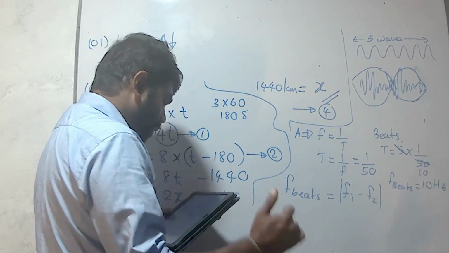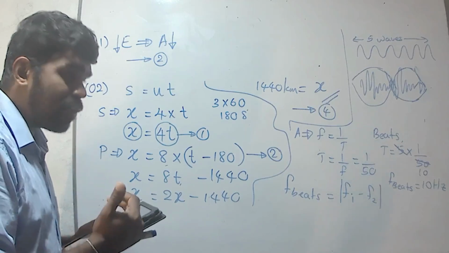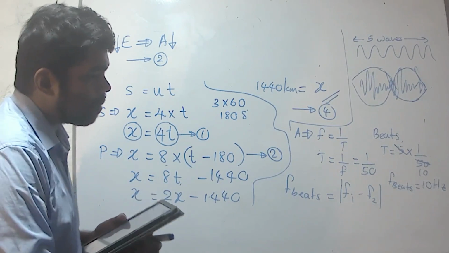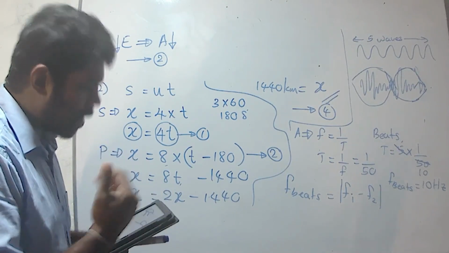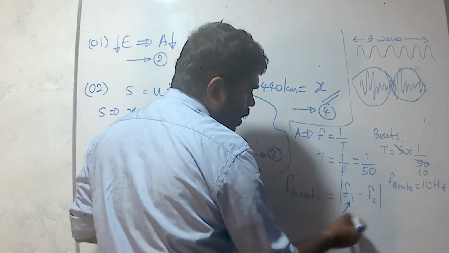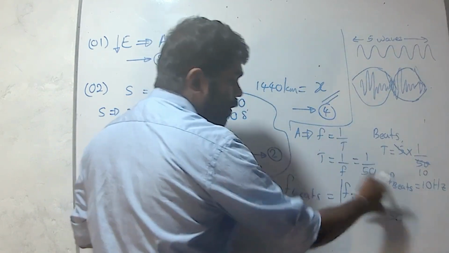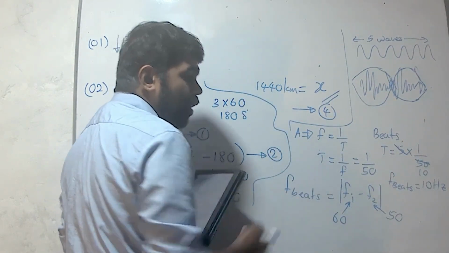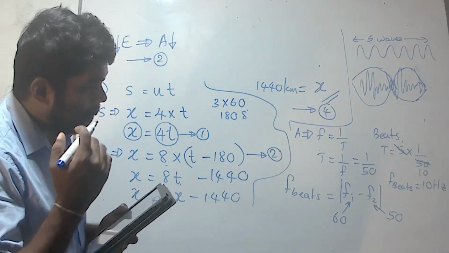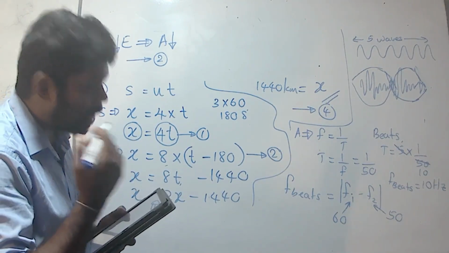Now they have given the frequency of the A wave as 50 and the frequency of the second wave is greater than 50. Therefore, the frequency of the second wave should be 60 Hz. Then this value is 60, this value is 50. 50 is given in the question, and they have given that the frequency of the second wave should be a greater value than the first frequency.